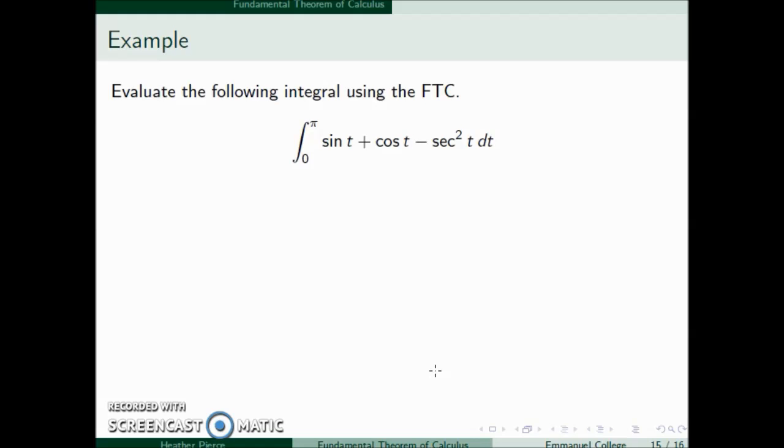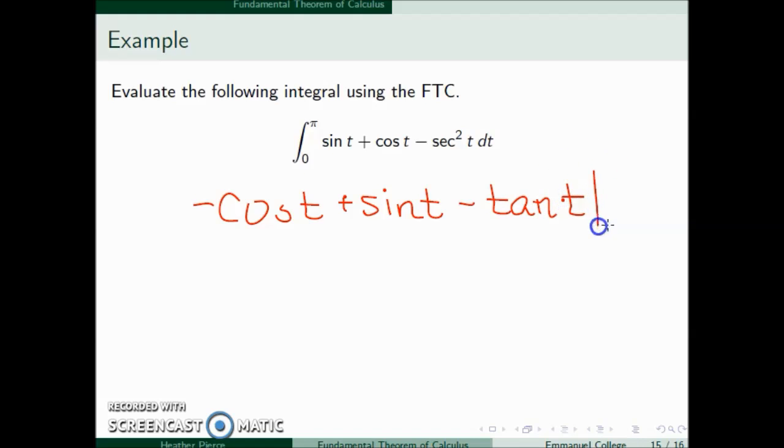Here we're going to do some trig functions. So we know that the derivative of cosine is negative sine, which means the integral of sine will be negative cosine. The derivative of sine is cosine, so the integral of cosine is sine. And the derivative of tangent is secant squared, so this will be minus tangent t. And we'll evaluate this between 0 and pi.